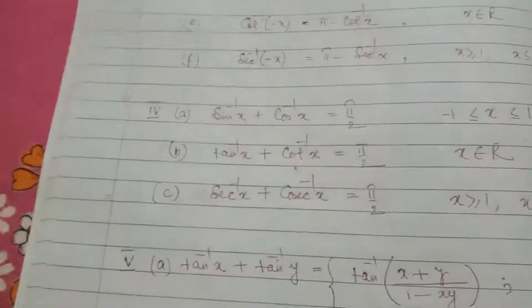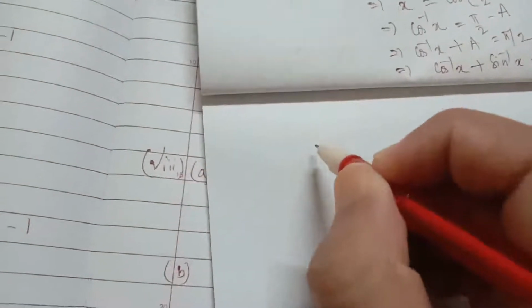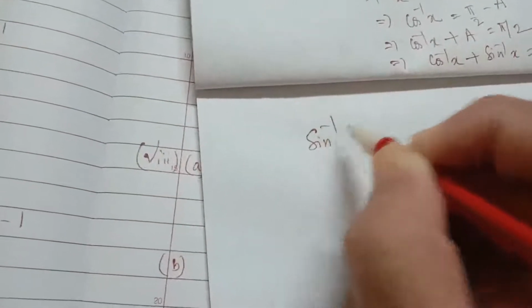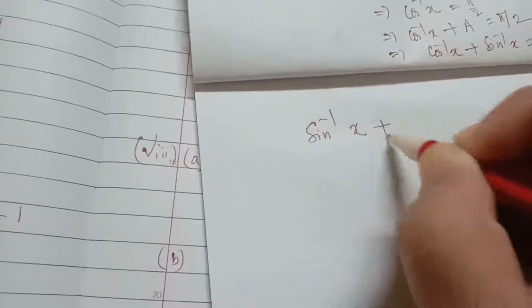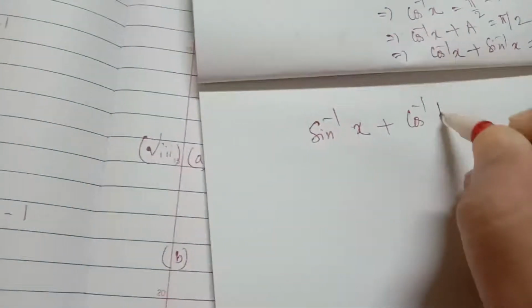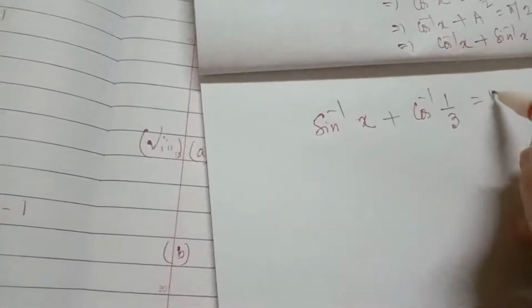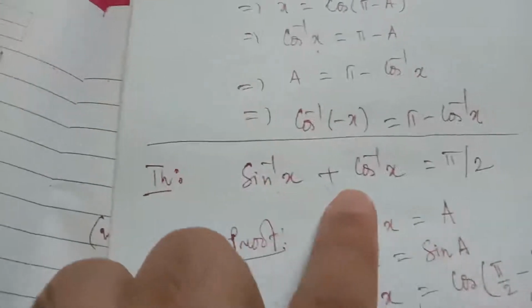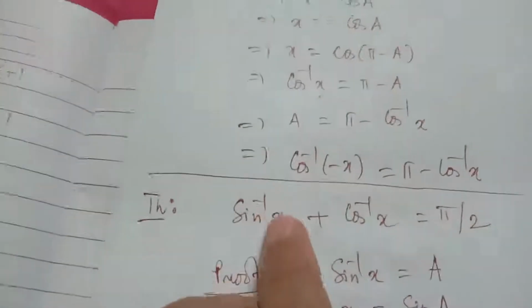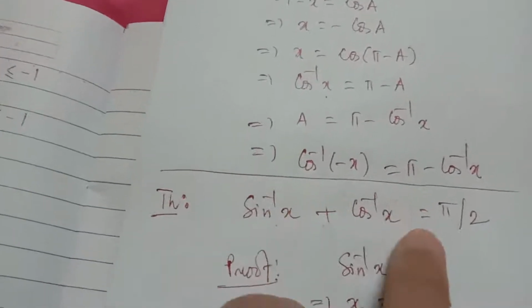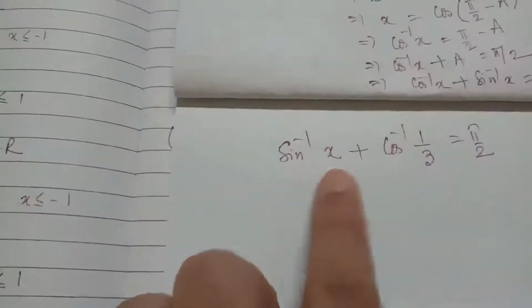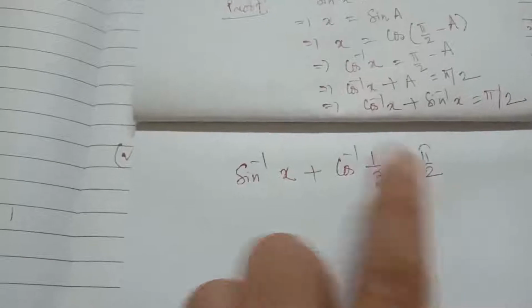Now I'm taking an example. Suppose sin inverse of x plus cos inverse of 1 by 3 is equal to pi by 2. Now the theorem is, you can see, sin inverse of x plus cos inverse of x equal to pi by 2. The result will be pi by 2 if these two are equal. Sin inverse x plus cos inverse of x equal to pi by 2. So the result is pi by 2. These are one mark questions.